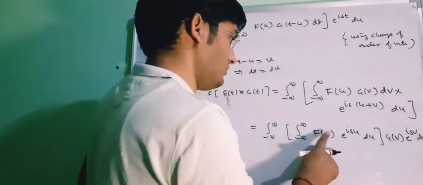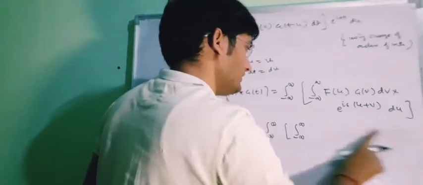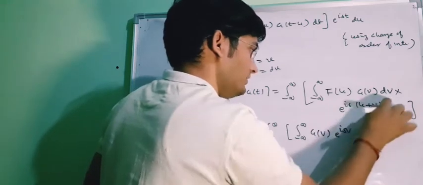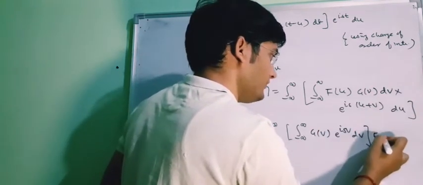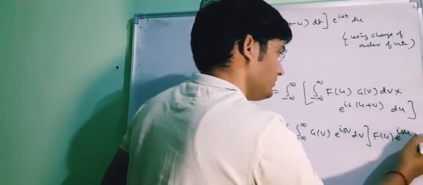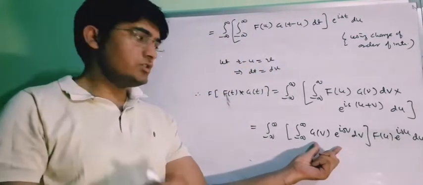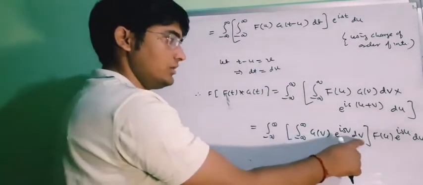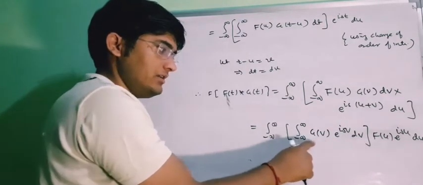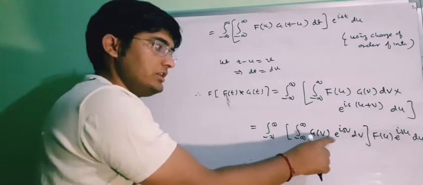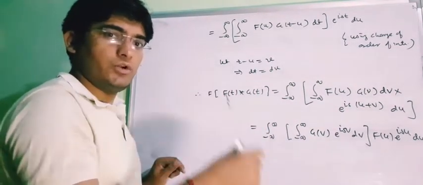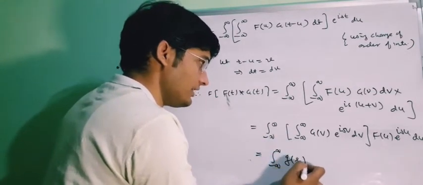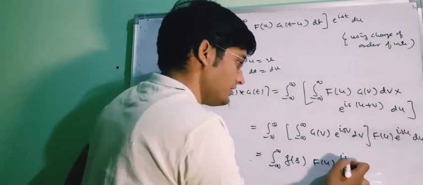Let us rewrite it. Here you can see that we will have g(v) into e to the power isv and then dv, and at the outside we will have f(u) into e to the power isu and then du. Now what is this? This is the definition of the Fourier transformation of g(t). If you replace the variable v by t, then this is the integral from minus infinity to infinity of g(t) e^{ist} dt, which is the Fourier transformation of g(t). So this is g(s).